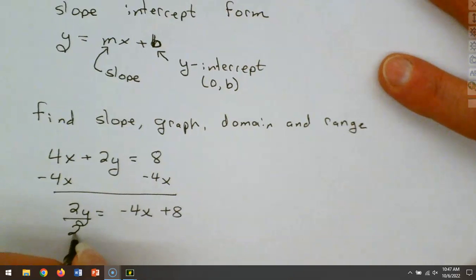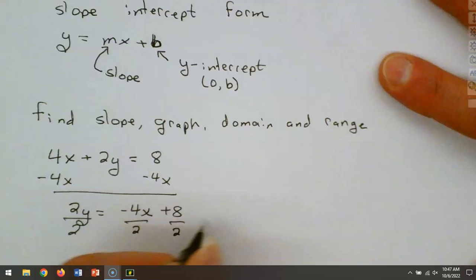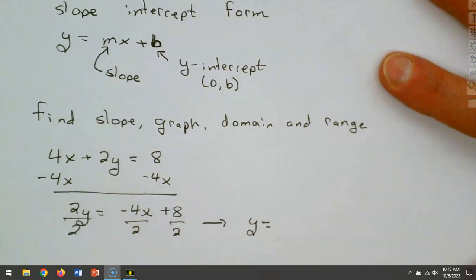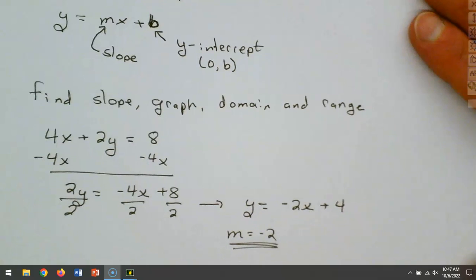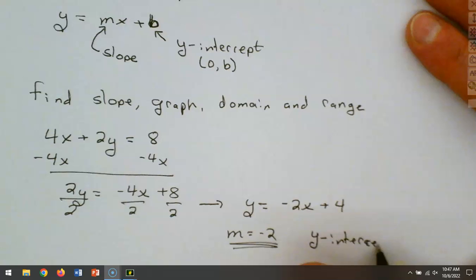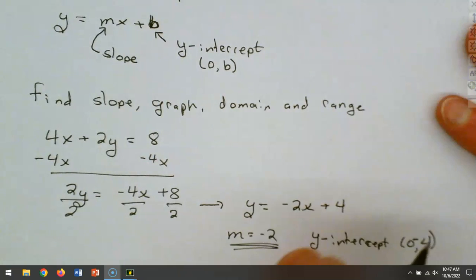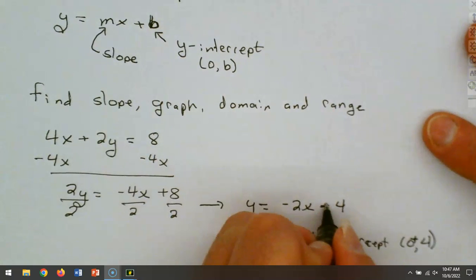We'll divide by our 2. And now we've got it in slope-intercept form, which is y equals negative 2x plus 4. So my slope is negative 2, and my y-intercept is 0, 4. Oh, sorry, plus 4. My mistake there. Actually, that's positive.